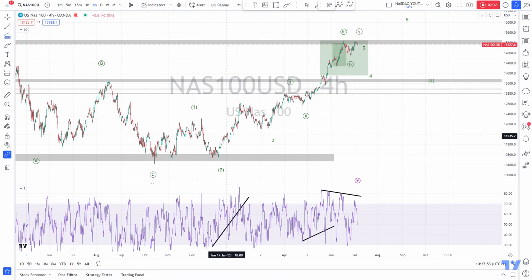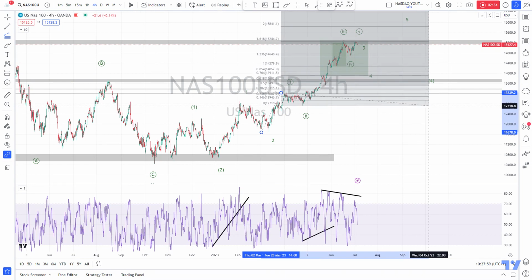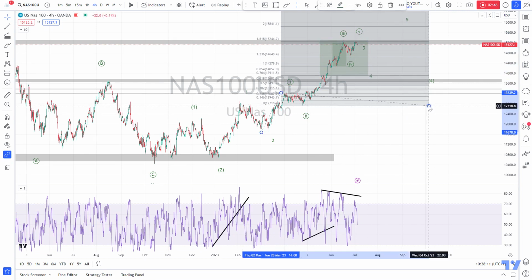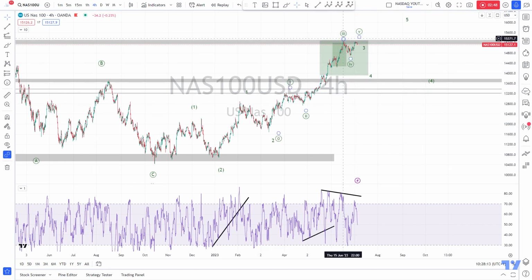And then again, we find an area. So if we take the length of wave 1, the length of wave 2, then the area between the 1 and the 1.618 FIB extension is the area where this wave 3 should end. Moreover, we also have a resistance zone here where we are currently at. The gray zone is a resistance area.